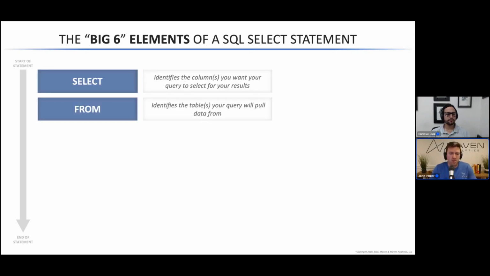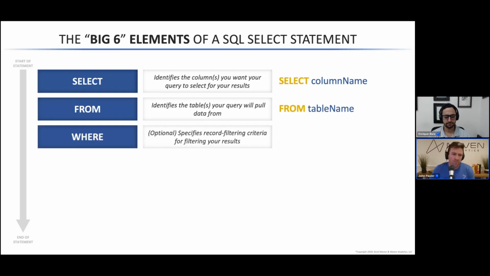So the first thing that you're going to see all the time is a select statement and a from clause. Basically, the select tells the server which columns you want to pull out, and then the from tells the server which table you want to pull from. And we'll go through some examples in a second.